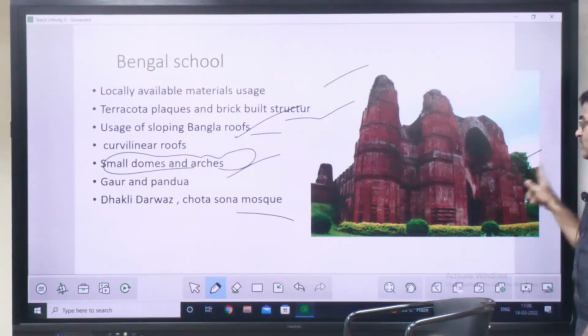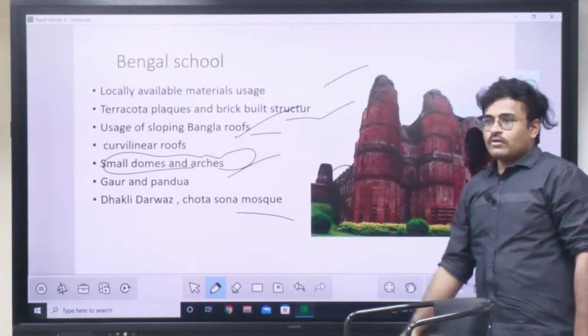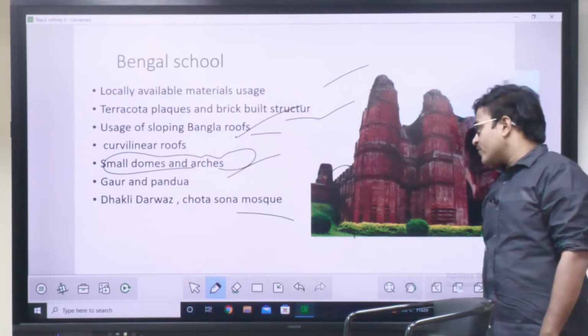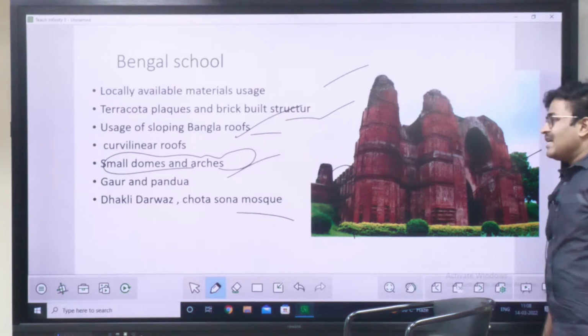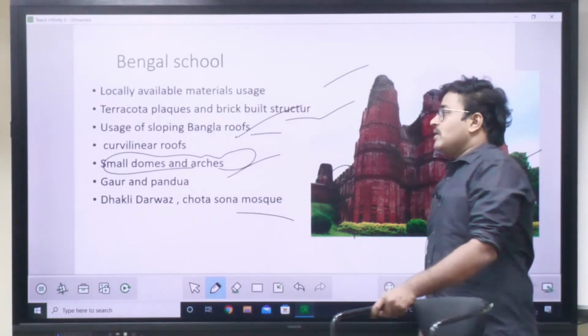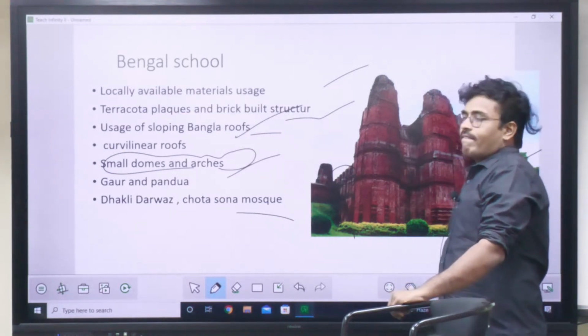And this is the Dakhil Darwaza. The Dakhil Darwaza is this one. You see the fortification with bastions. Are you able to see? Is it not similar to the Tughlaq style? Bastion-based fortification, entrance gateway. Terracotta flakes and brick built structures, usage of sloping Bangla roofs, curvilinear roofs.